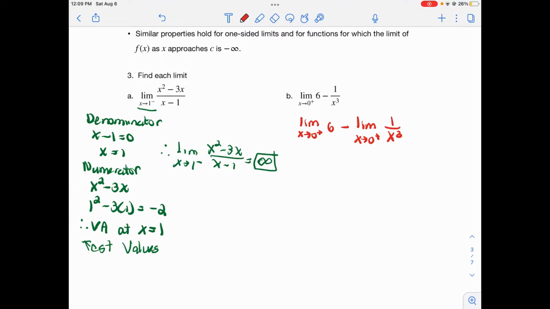I'm going to break that up. Now the limit as x approaches 0 of 6, of any constant, whether it's a left-side limit or right-side limit. Remember, the limit of any constant is 6. So that one's easy to figure out.